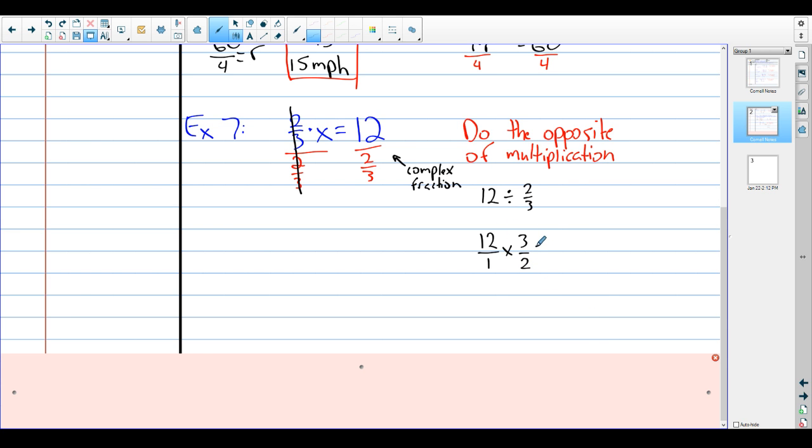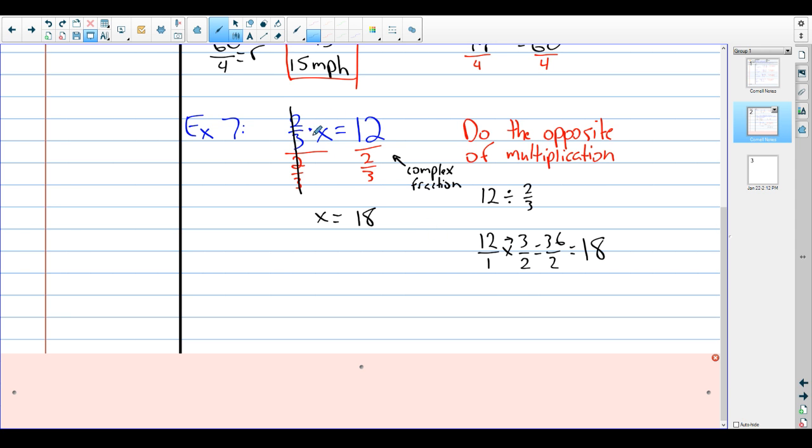And then we multiply this out. So multiply straight across. 12 times 3 is 36. 1 times 2 is 2. And 36 divided by 2 is 18. So 12 divided by 2/3 works out to 18. X equals 18. And 2/3 of 18 is 12. Okay, like I said, that's as hard as this is going to get.